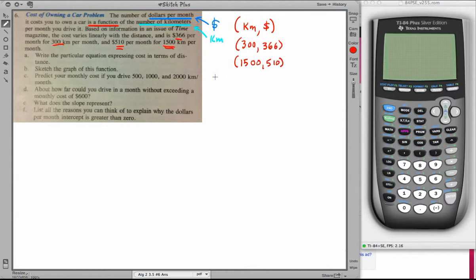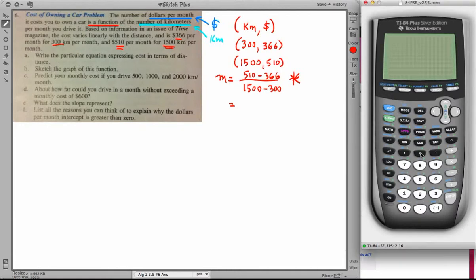After you've decided the data points, calculate the slope. So in this case, that's going to be 510 minus 366 divided by 1,500 minus 300. Right here, a common error is to get the x's and the y's in the wrong position in the calculation. We avoided that this time.